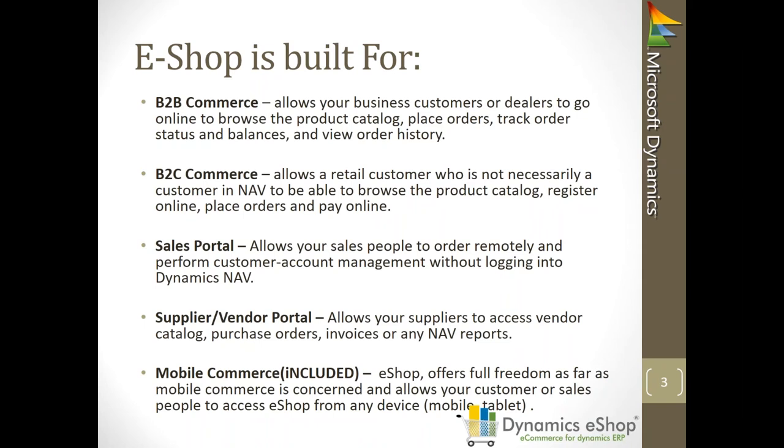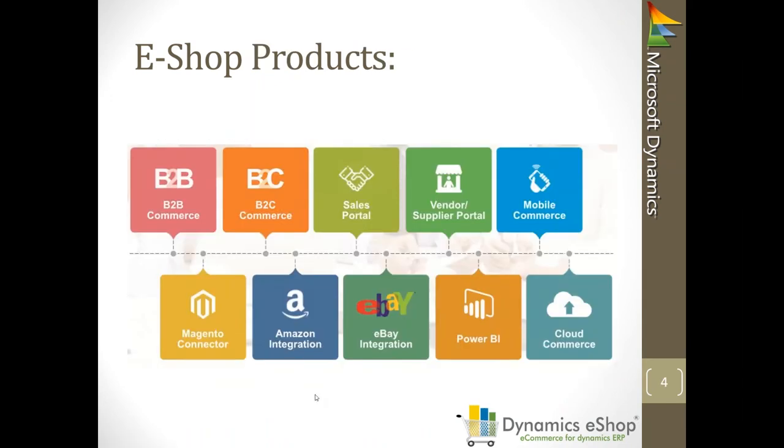And the supplier vendor portal: again, one of the unique things eShop offers is a full-fledged procurement and vendor portal for supply chain management, where suppliers can log in and submit their bids. You can provide them RFQs, and they can review them and bid on them or place their offers. Based on that, you can convert them to purchase orders. The vendor can accept the purchase order, send shipment details, upload their invoices, or download their reports right from the portal. This is a unique solution offered by eShop.